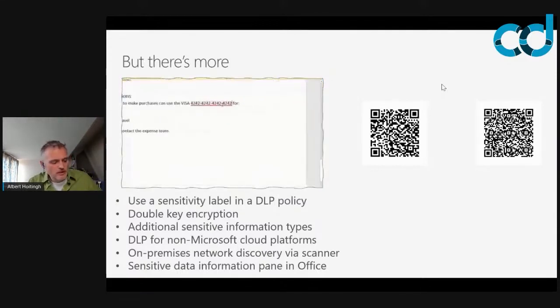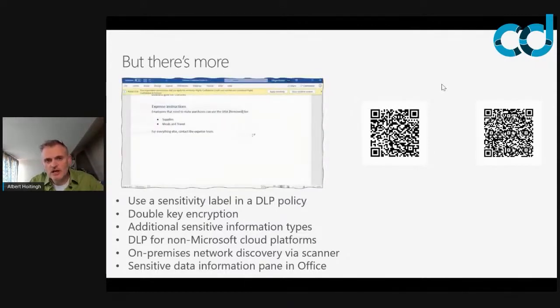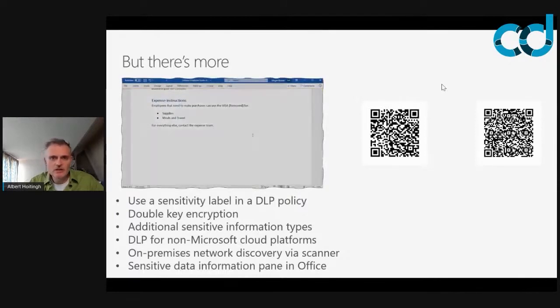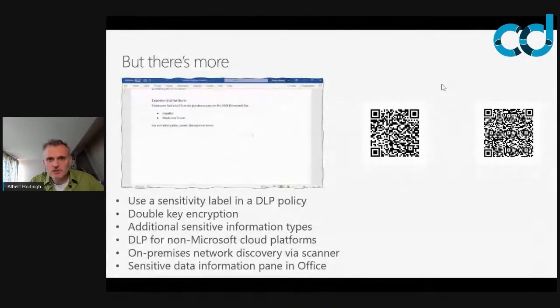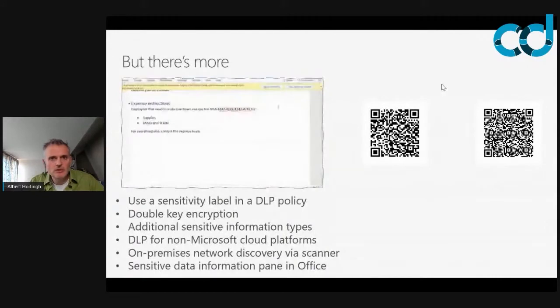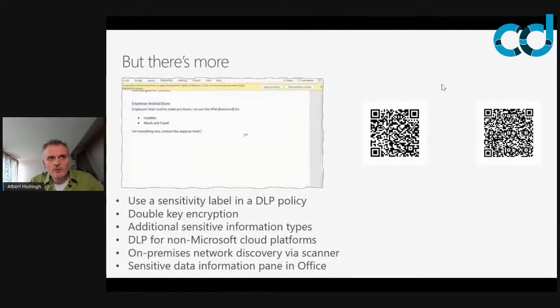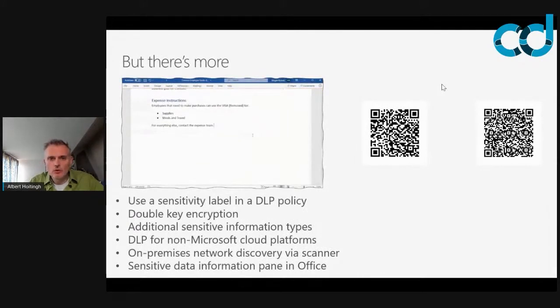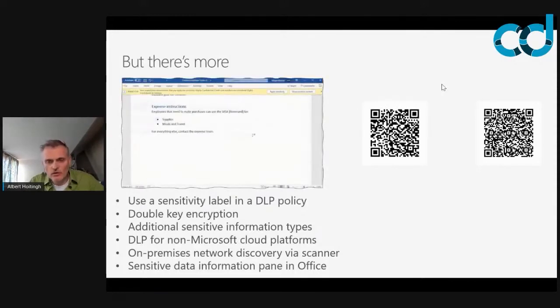For the more enthusiastic people among us, we can use double key encryption, which is kind of complex, but combines the keys from Microsoft and your own keys, for example. Additional sensitive information types have been released specifically for the EU, so there are a lot of additional GDPR sensitivity types. There's going to be DLP for non-Microsoft cloud platforms. Well, you already saw that in my demo, I think. There's the option to do DLP for things like Box and Dropbox, for example.